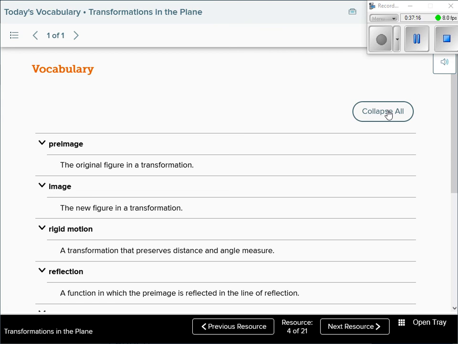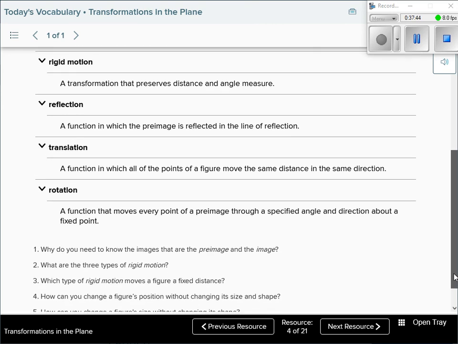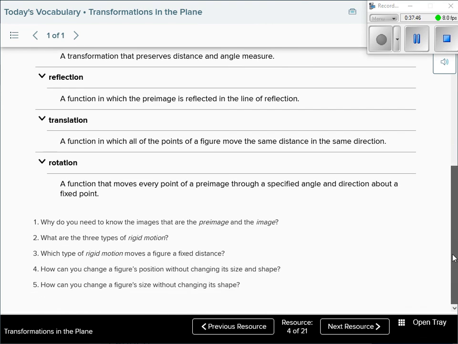So the pre-image is the original figure in the transformation. The image is what you end up with, where you end up at. Rigid motion we talked about. Whatever the shape is, when you move it wherever you're moving it to, it doesn't change the size or the shape of the shape. Reflection, translation, rotation, we just got done talking about those.